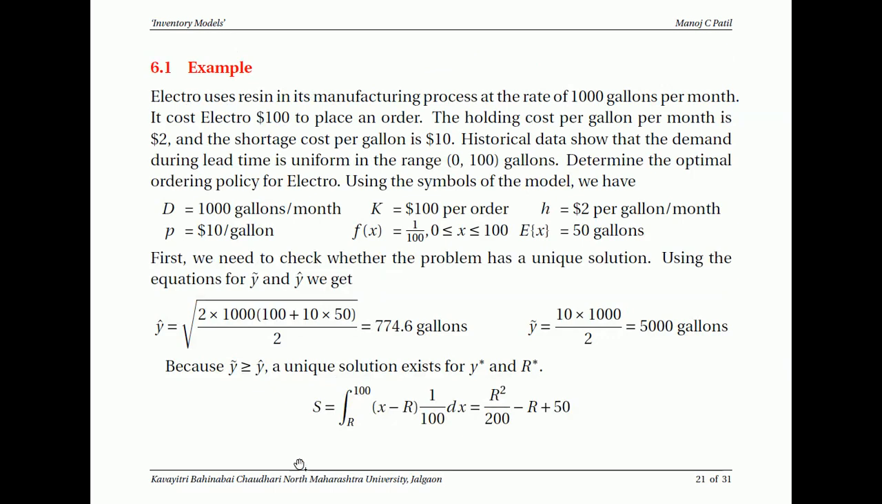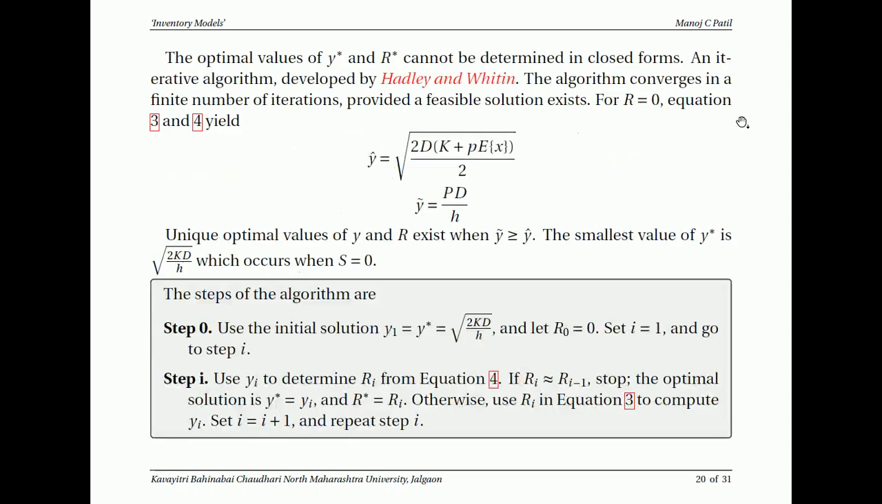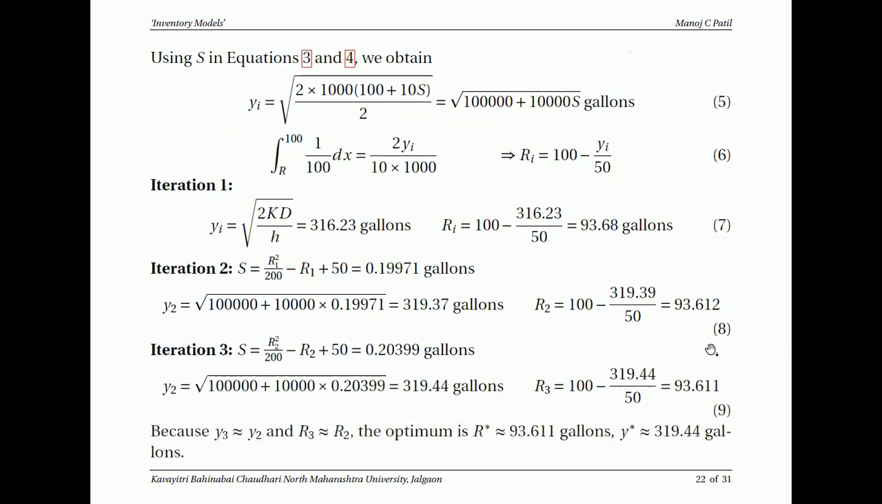So s is equal to r square divided by 200 minus r plus 50. By using reverse engineering we can obtain the expression for r also. So yi is equal to, this is the fifth equation, and from that integration, ri is equal to 100 minus yi. So now instead of equations 3 and 4, for this particular example we have equations 5 and 6.